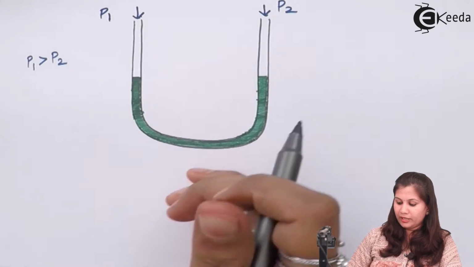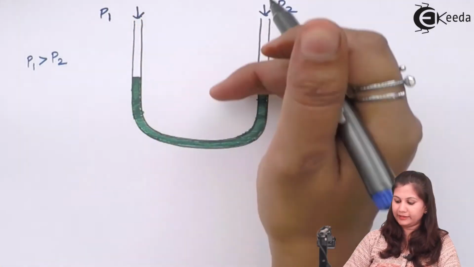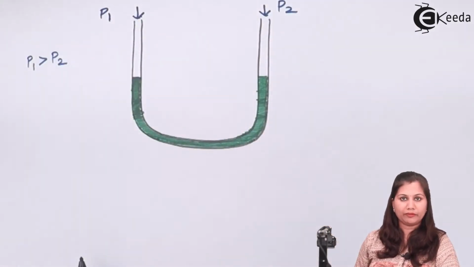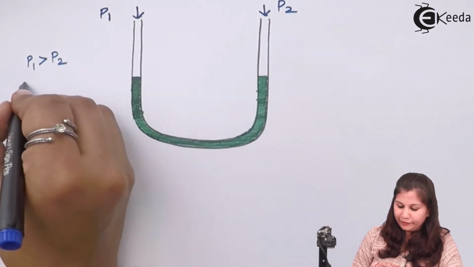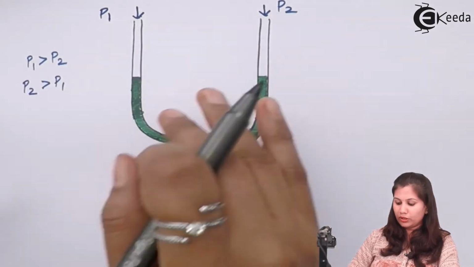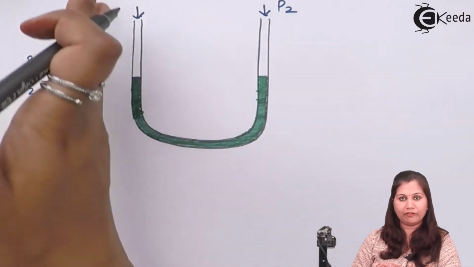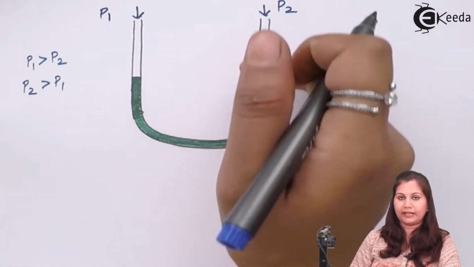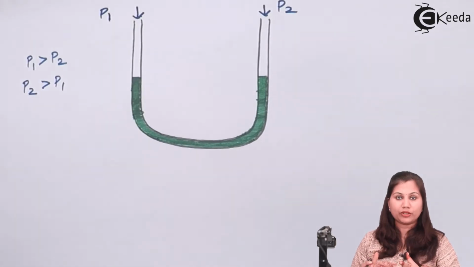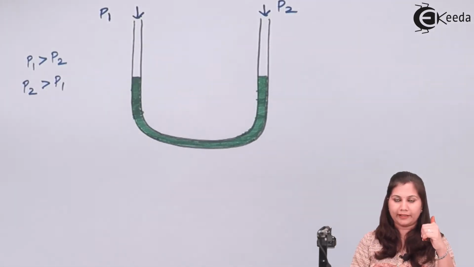If P1 is greater than P2, then liquid will be displaced in this direction, meaning on the right hand side the level of the liquid will increase and on the left hand side the level of the liquid will decrease. And if P2 is greater than P1, then on the left hand side the liquid will be displaced, its level will increase, and on the right hand side it will decrease. So according to the pressure which is greater, the liquid will be displaced in the opposite direction.